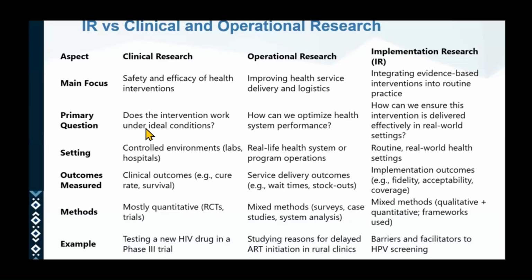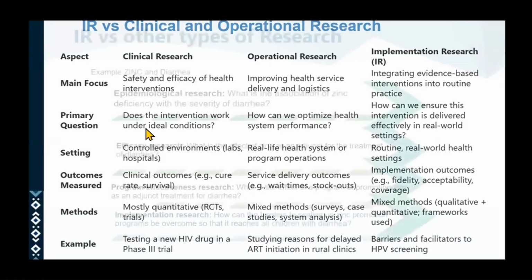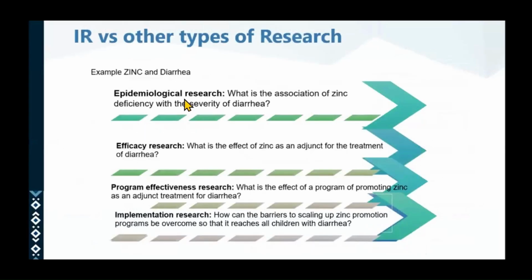And for implementation research, an example can be to assess the barriers and facilitators to HPV screening in a particular community. So all of these research types aim at answering a specific research question or meeting a specific need in the community. And sometimes it's also important to take into account the different factors or the different types of research when you're implementing your intervention or when you're using an implementation research intervention.